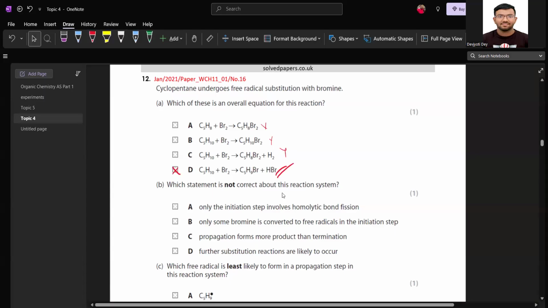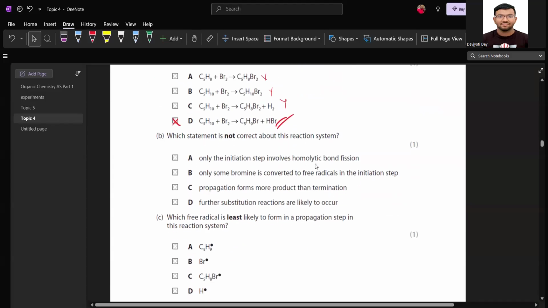All right. Which statement is not correct about this reaction system? Only the initiation step involves homolytic bond fission. Now, this might not be correct, because if you check the mechanism, we have initiation, and then we have propagation, and then we have what's it called?